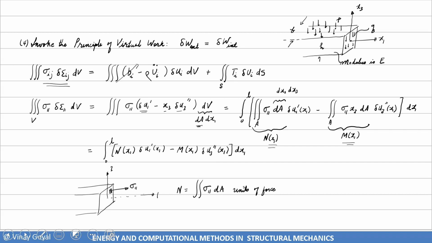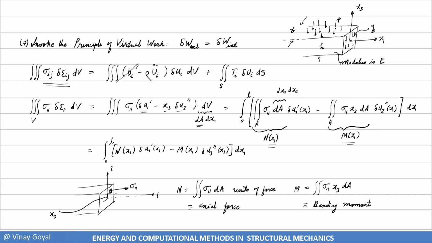Furthermore, if I have sigma 1 1 times x3, so that's this distance from here to here. That distance is x3. So isn't that the moment due to the sigma 1 1 force applied? So that's the double integral of sigma 1 1 x3 dA. So that's a physical definition. N is the axial force that causes stretching of the neutral axis. This is the bending moment that causes the beam to bend. Very good.